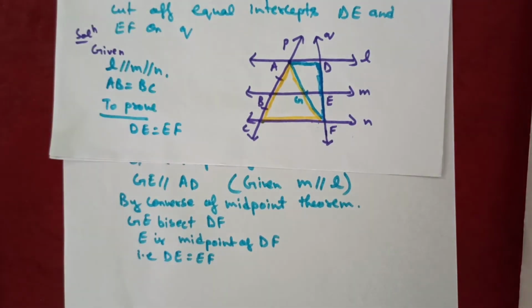So we have proved that if L, M and N are three parallel lines intersected by two transversals P and Q, and lines L, M and N are cutting the transversal P with equal intercepts AB and BC, then the transversal Q will also be intersected with equal intercepts DE and EF. This is the proof of the intercept theorem.